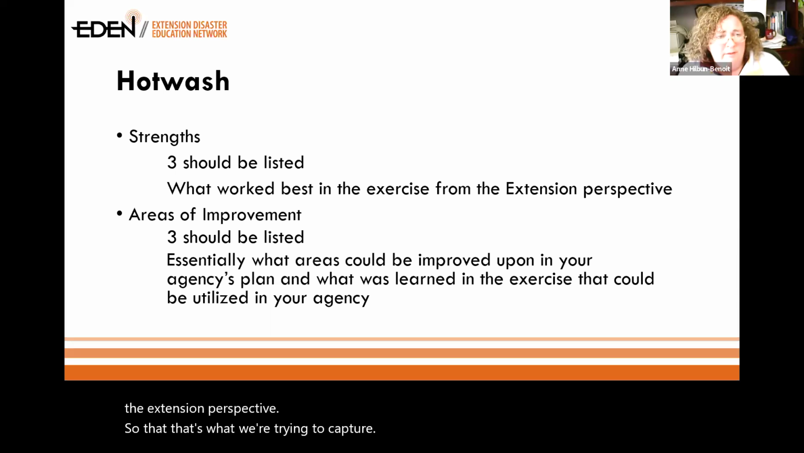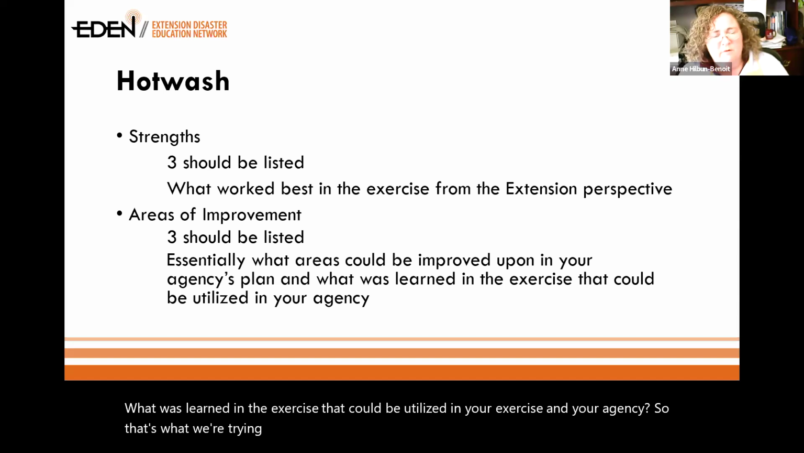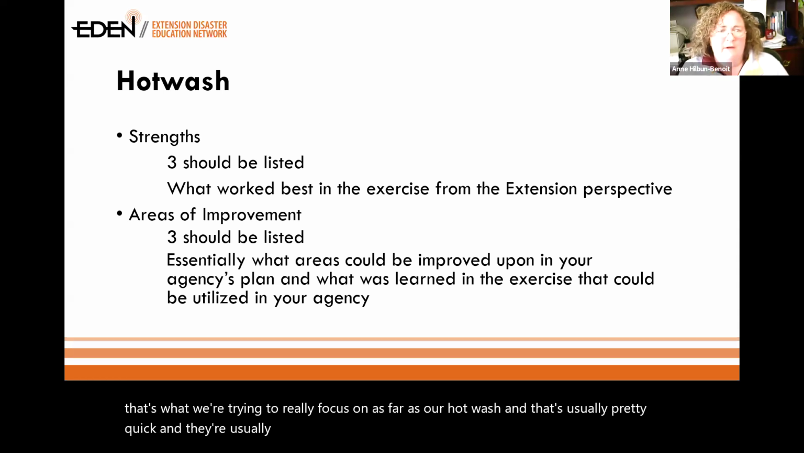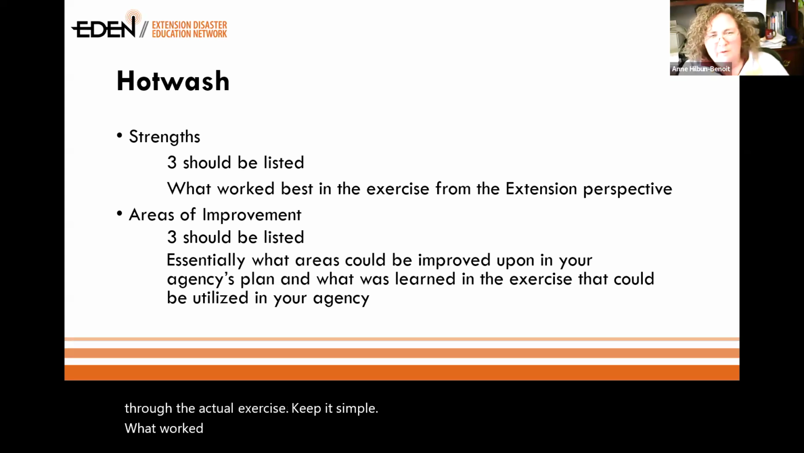The areas of improvement. Essentially, what areas could be improved upon in your agency's plan. What was learned in the exercise that could be utilized in your agency. So that's what we're trying to really focus on as far as our hot wash. And that's usually pretty quick, and they're usually pretty easy to identify. But be thinking about that when you go through the actual exercise. Keep it simple. What worked well? Where can we improve? That's what we're looking for.